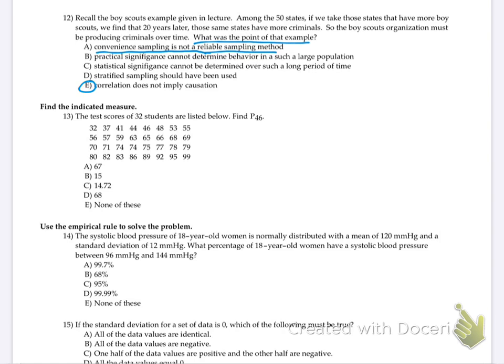All right, number 13. So the test scores of 30 students are listed below. Find P46. So that's the 46th percentile.